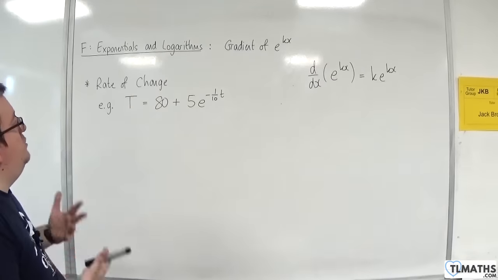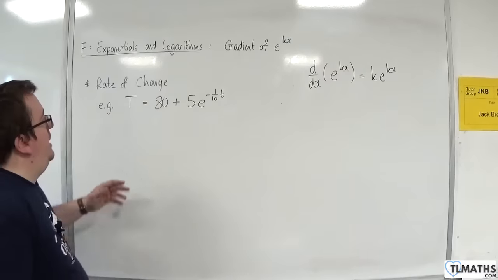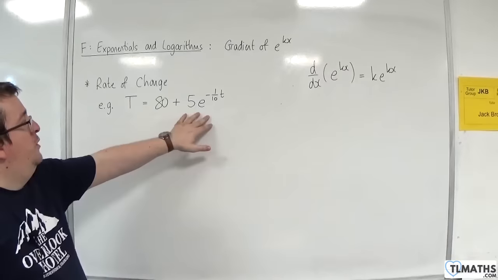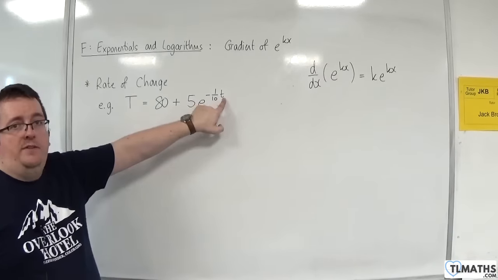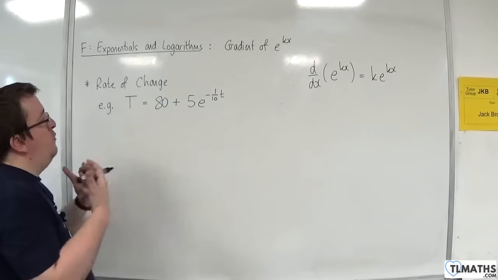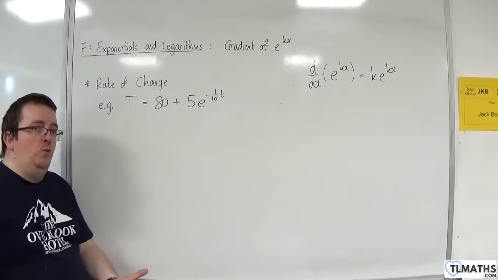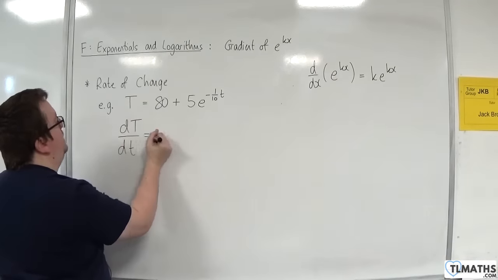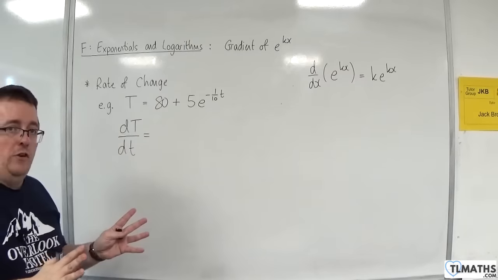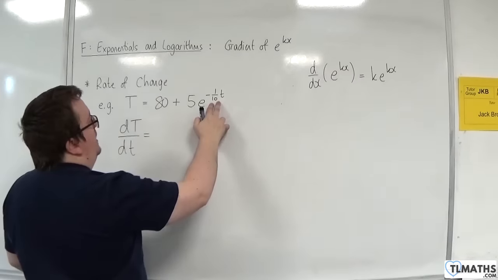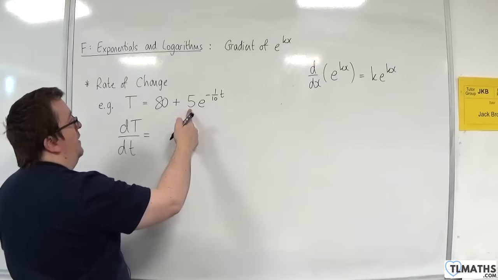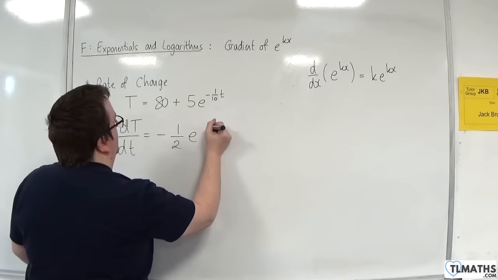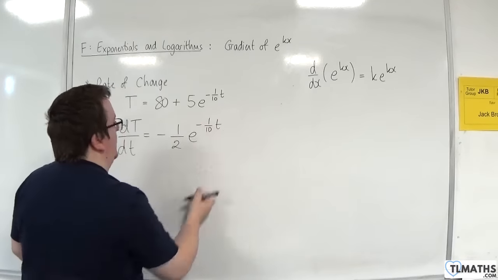So, for example, you might have an equation like this, which is capital T, which may be the temperature, and it's given as a function of time, where lowercase t is time. So if you wanted to find the rate at which the temperature was changing with respect to time, then you're finding d capital T by d lowercase t. The constant differentiates to zero, that's gone. And the coefficient of t, minus 1/10, comes down to the front, multiplies with the 5. 5 times minus 1/10 is minus 1/2. And so we'd have e to the minus 1/10 t.